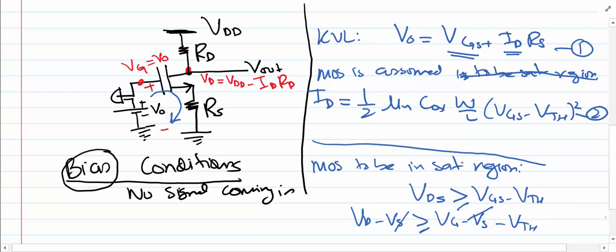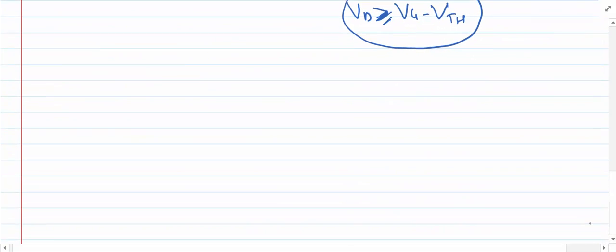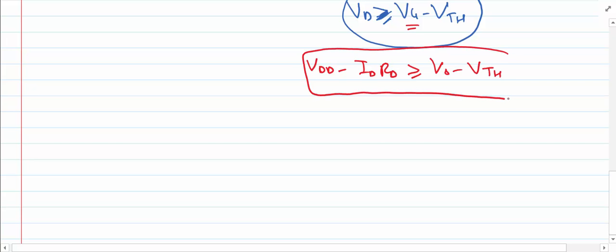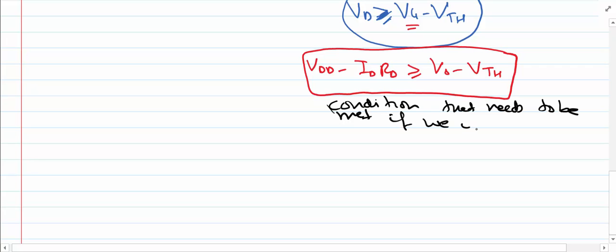So let's just plug these values back in this equation and see what we get. Well, the VD turns out to be equal to VDD minus IDRD, and VG turns out to be equal to V0 minus VTH. So this is a condition that needs to be met if we want the transistor or the device to operate in the saturation region.